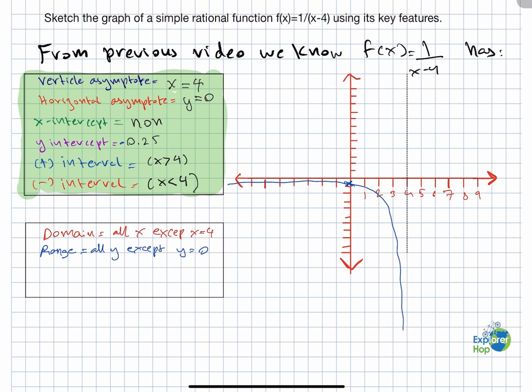And then for the positive interval, which is when x is greater than 4, our graph would look something like this. And that's it. That's how we sketch a graph of a simple rational function using its key features.